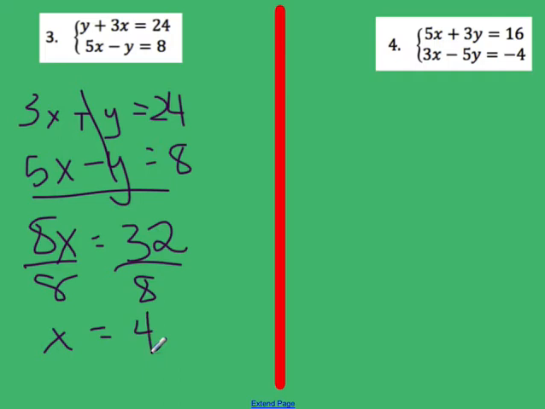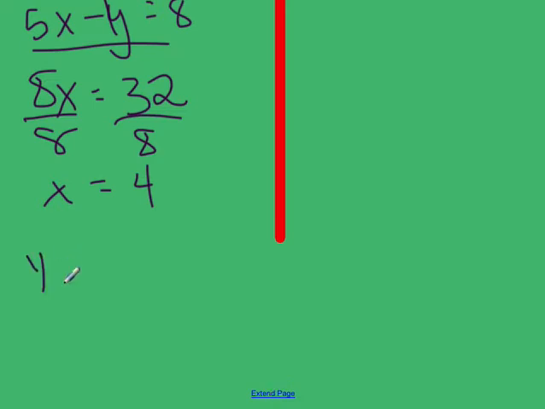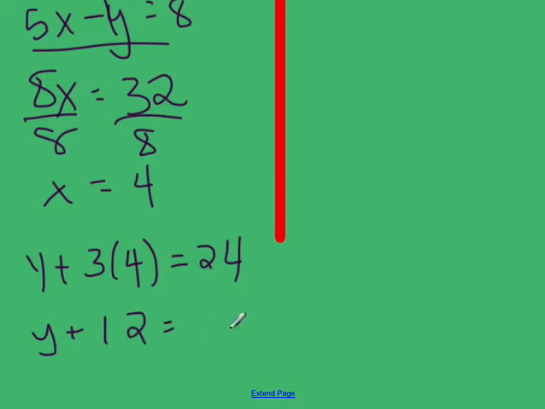So now what I want to do is I'm going to plug in x for either one of these x's. It doesn't matter. I'll just plug it into the first one. So I have y plus 3, now instead of writing the x, I'm going to put 4 in instead, is equal to 24. So I have y plus 12 is equal to 24.